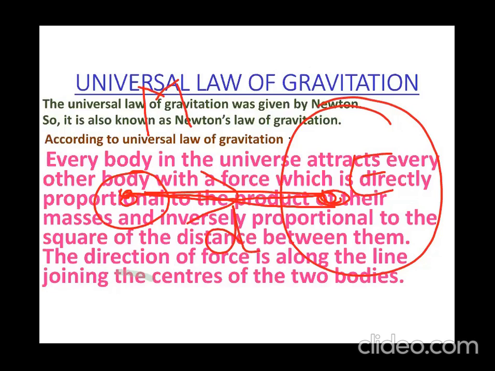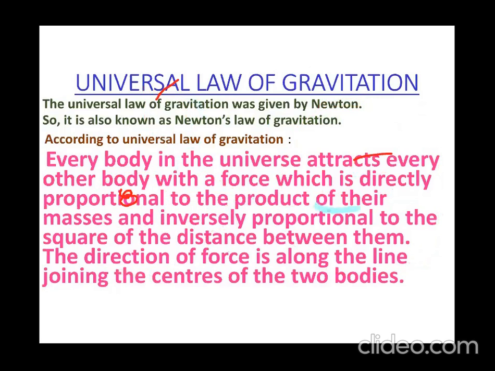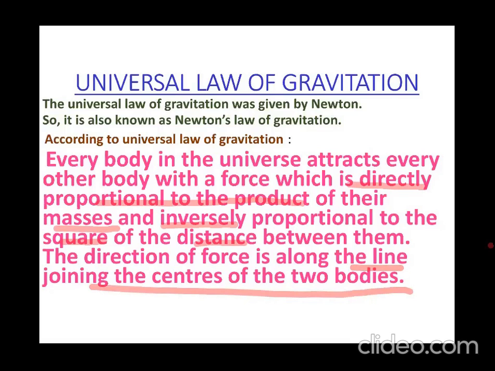So what does the universal law of gravitation state? First thing, it states that every object in the universe attracts every other object with a force. With how much force? Which is directly proportional to the product of their masses and inversely proportional to the square of distance between them. This is the magnitude of the force. Then what is the direction? Direction is along the line joining the center of the two bodies.